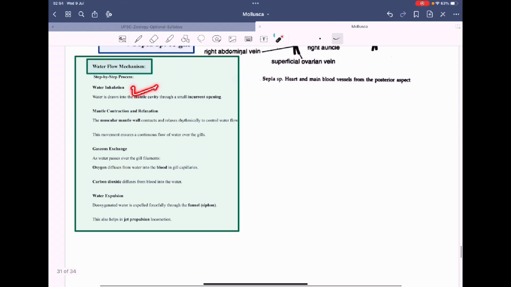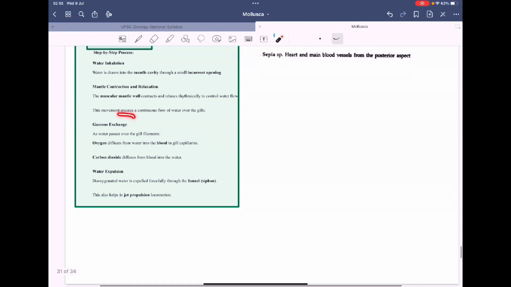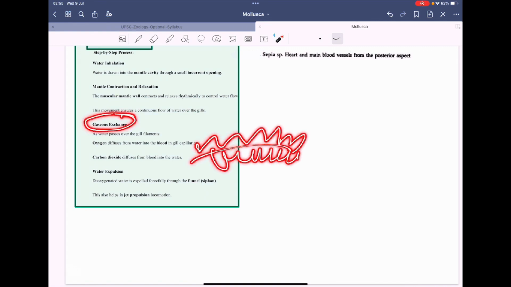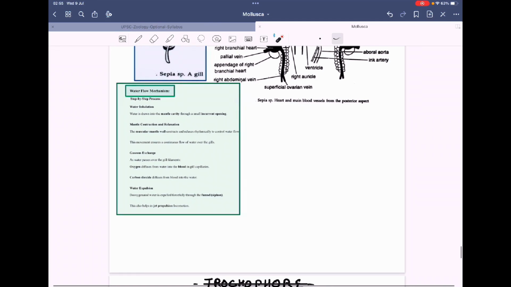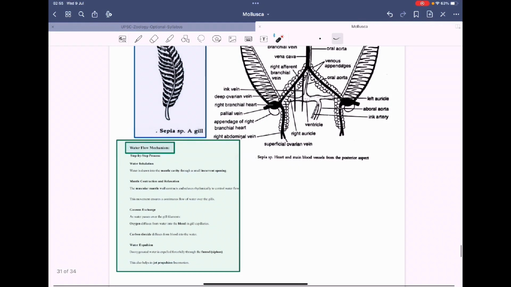So the water comes in through the current opening, inside the mantle, with contraction and relaxation. It will help to control the water flow, and then there will be gaseous exchange across the lamellae of the gills, and the water will come like this, and there will be the gaseous exchange of carbon dioxide and oxygen. The deoxygenated water will be expelled out of the funnel or the siphon, and this is the whole way of respiration in the case of sepia.